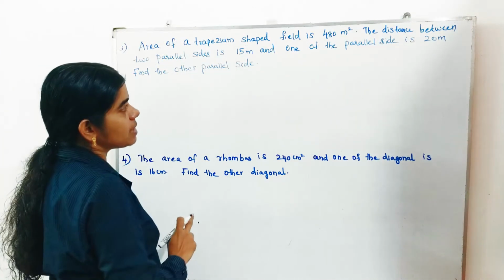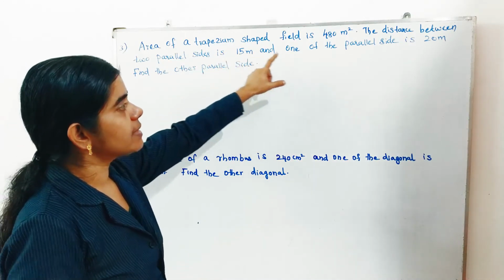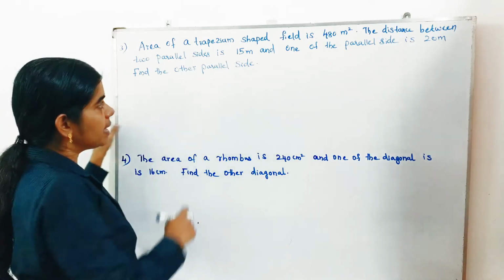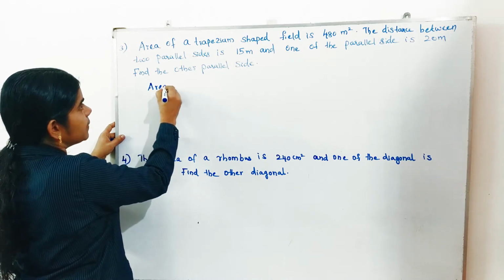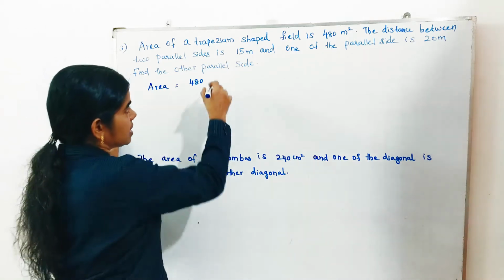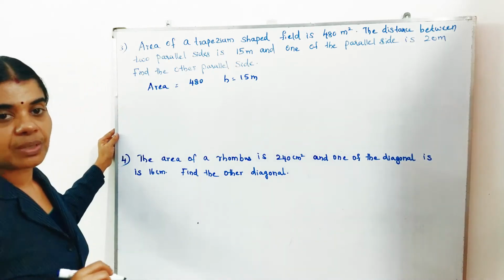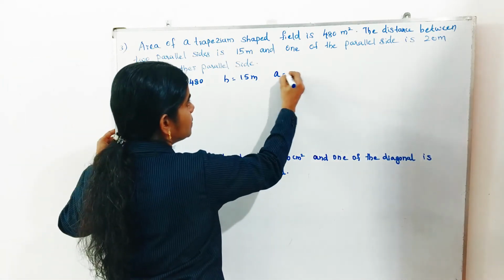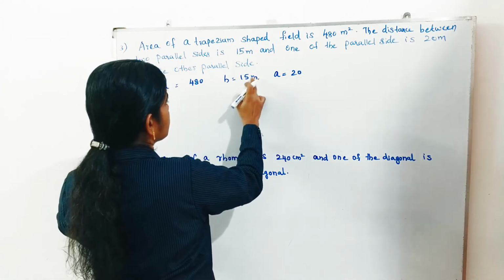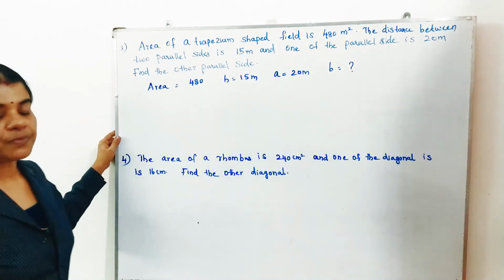The area of a trapezium-shaped field is 480 meters square. The distance between the two parallel sides is 15 meters and one of the parallel sides is 20 meters. Find the other parallel side. Area is given: area is equal to 480, the distance between the parallel sides means H is equal to 15 meters, and one parallel side is 20 meters, so A is equal to 20 meters. B you want to find out.